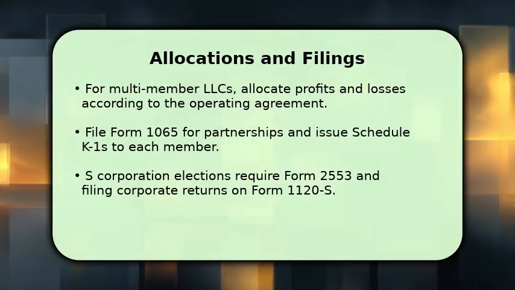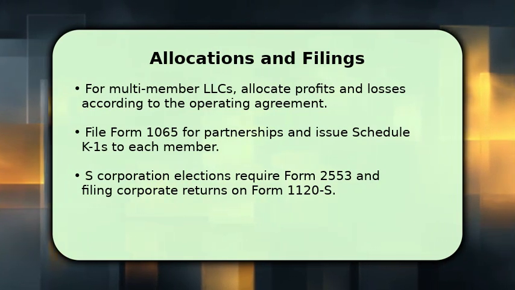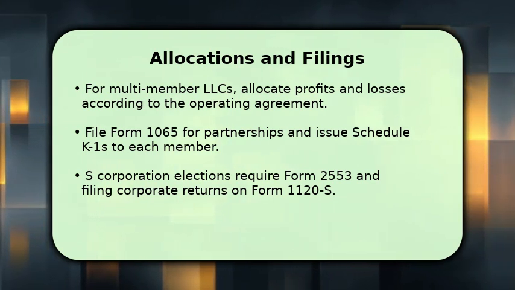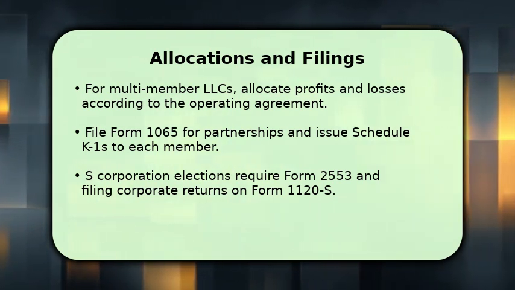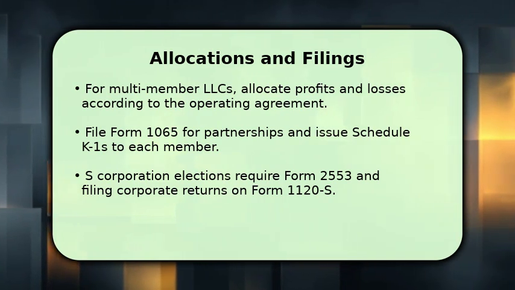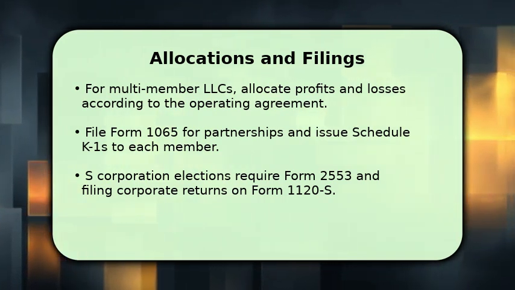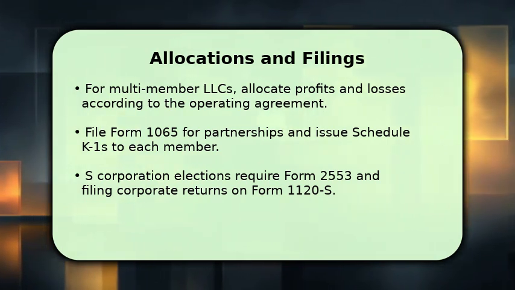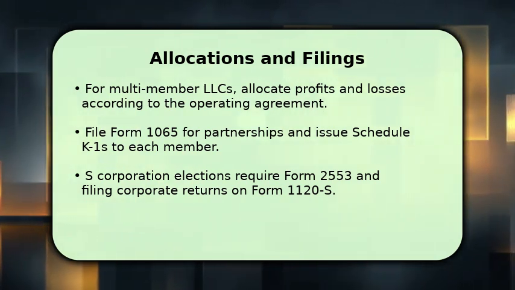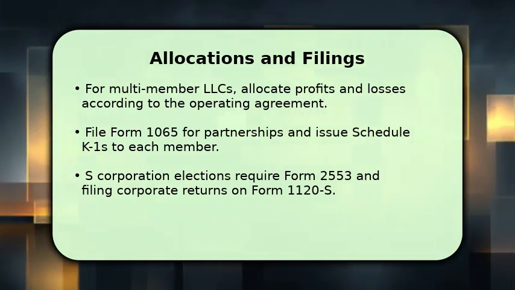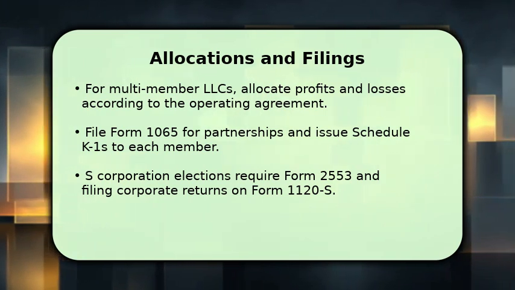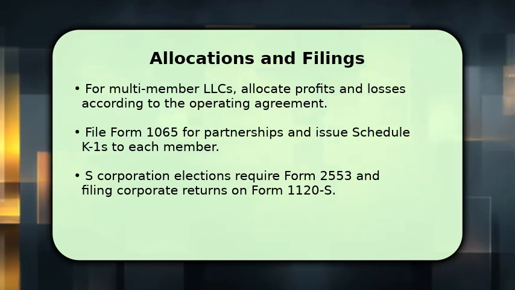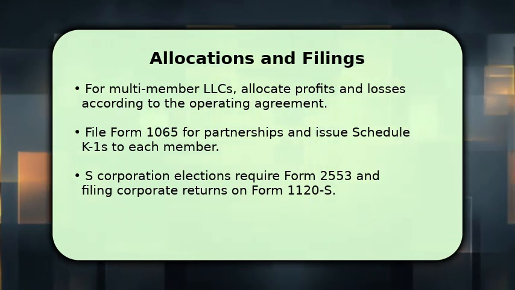Allocations and correct filings determine each member's tax liability and compliance. Use TurboTax to enter allocations by percentage or special allocation, then prepare Form 1065 and Schedule K-1s for partners, or file Form 1120S if you elected S corporation status. Verify payroll, if applicable, and ensure employment taxes and estimated payments are recorded. Double-check member information, tax ID, and distribution amounts before finalizing the return to avoid costly amendments.